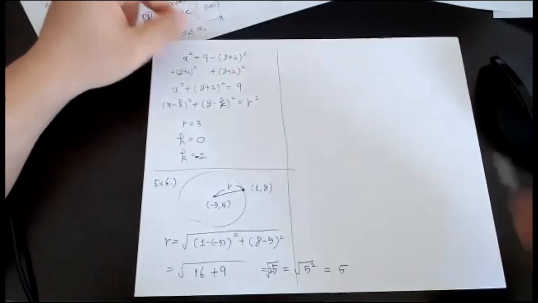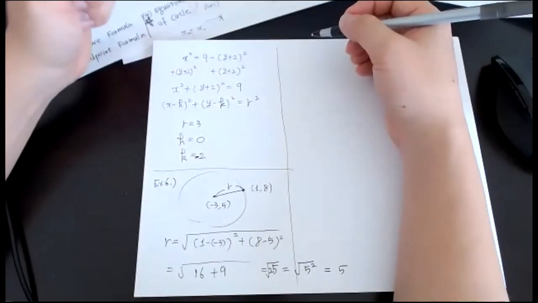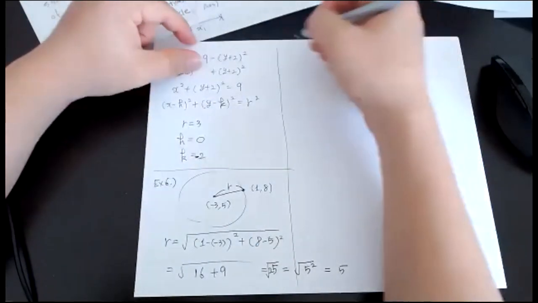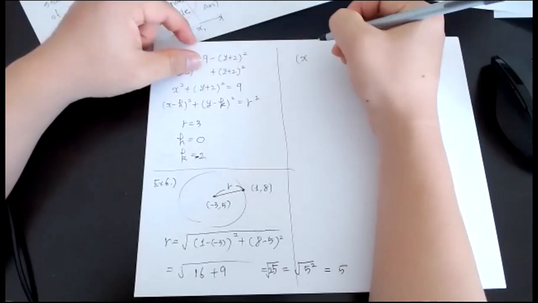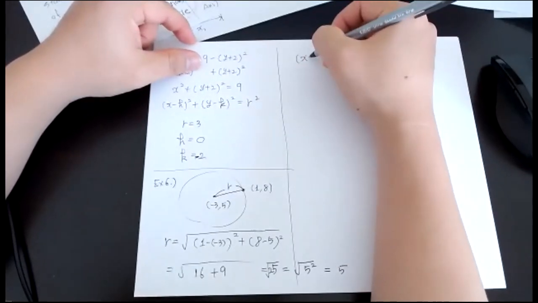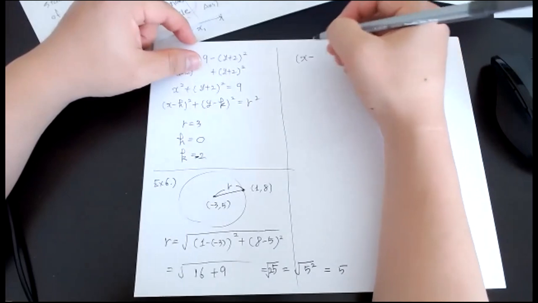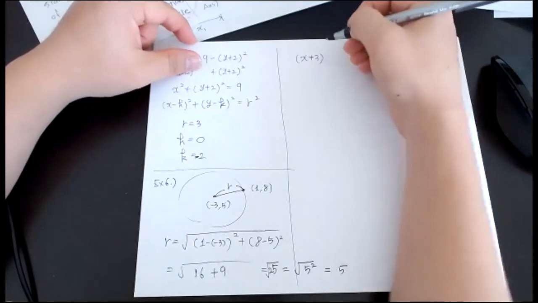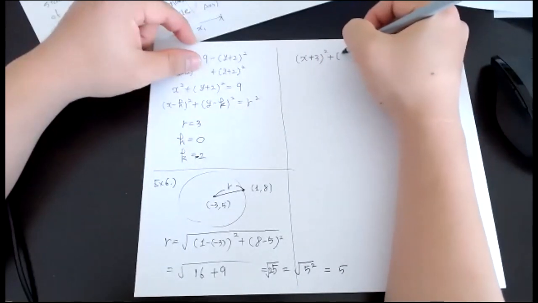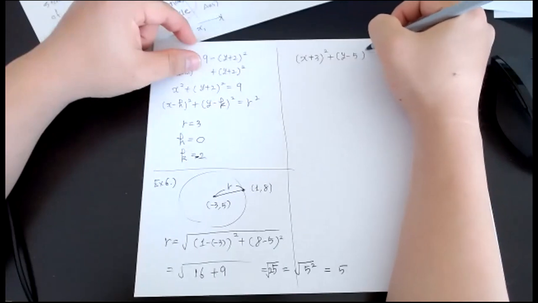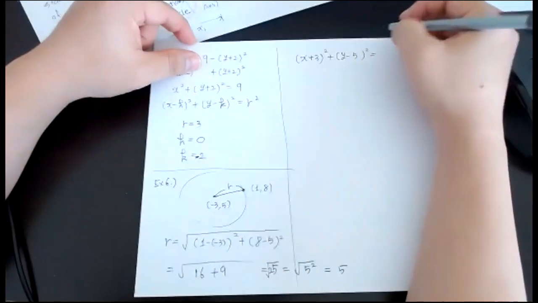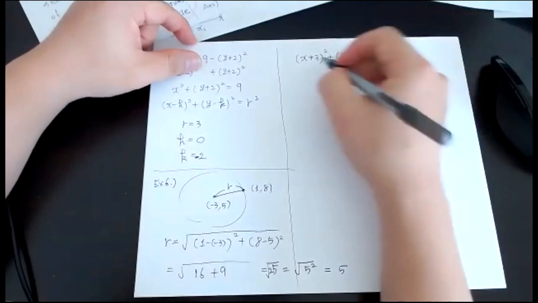Okay. So now the question is to write the standard equation, right? So now what? x minus h is... x minus h is negative 3, so we got x plus 3, right? Squared plus y minus 5 squared is equal to r squared, which is 25, right? Okay, so this is the answer.